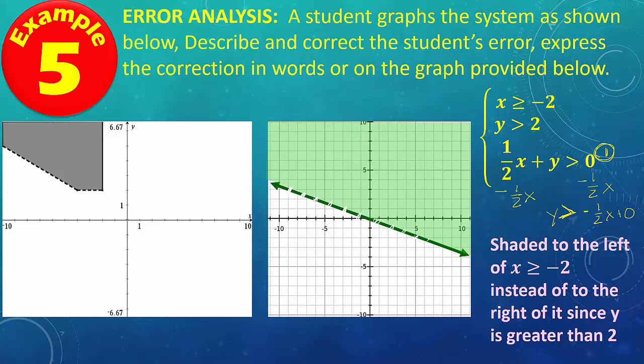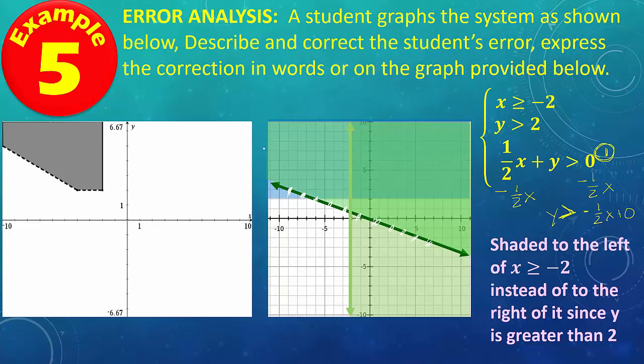Alright, the next one I want to take care of is x is greater than or equal to negative 2. If we do greater than or equal to negative 2, it's actually shaded on this side. That's not true over here, so that's one mistake. Let's see if the other one is correct. And y is greater than 2, that's that.